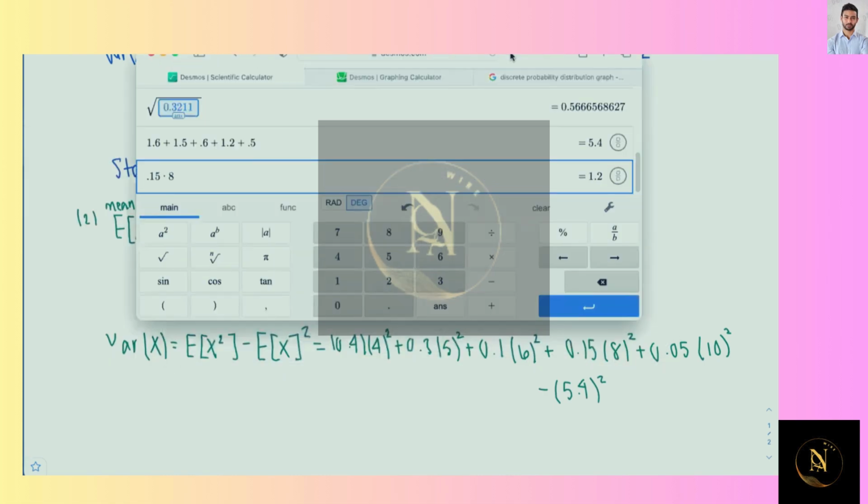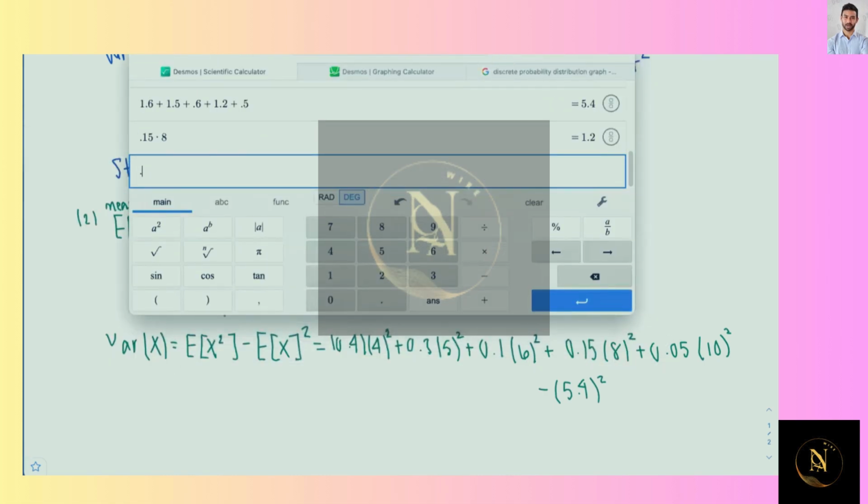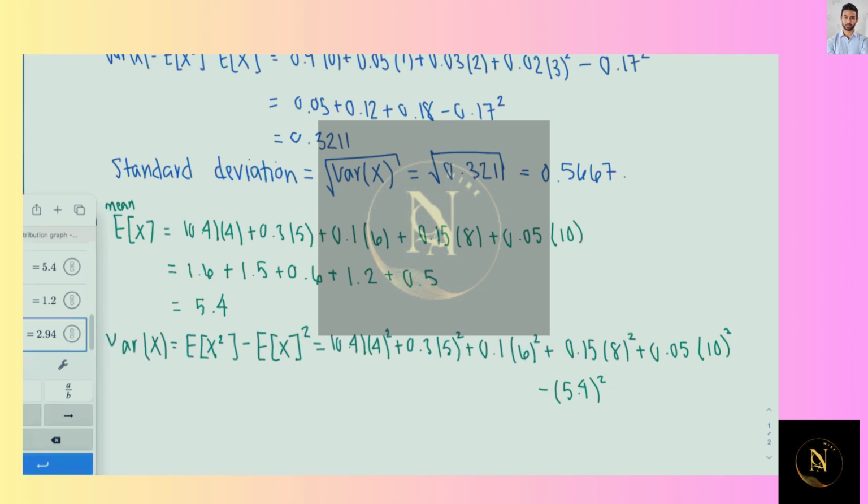So we'll do this with a calculator. 0.4 times 4 squared is 16, plus 0.3 times 5 squared, 25, 0.1 times 6 squared, 36, 0.15 times 8 squared, 64, 0.05 times 10 squared is 100, minus 5.4 squared, 2.94 is our variance.